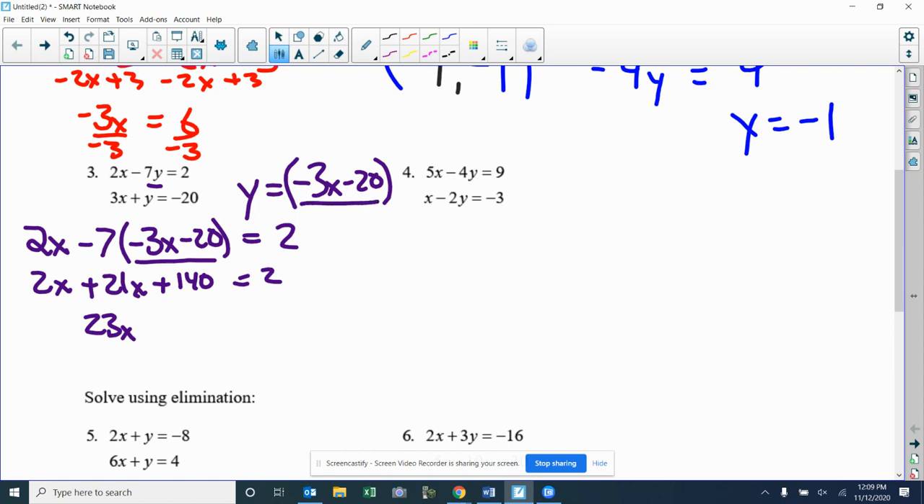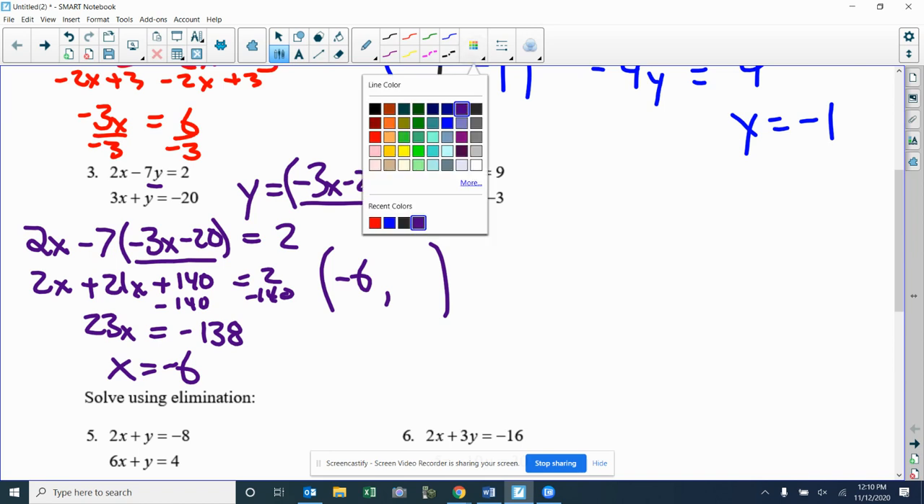-7, and that's my y. That's what I subbed in for. Oh, I'm sorry, okay. You're good. I am going to minus 140, minus 140, and I'm gonna get 23x is equal to negative 138. Divide by 23. I think it goes in there evenly, doesn't it? Yeah. It is -6. Good job. So my x is -6, so there's part of it.